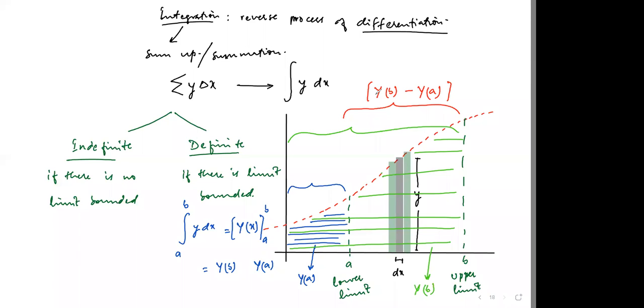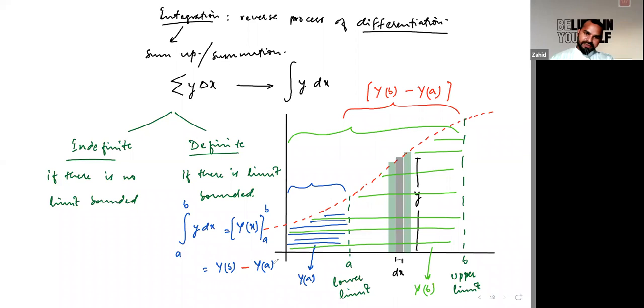Yes, sir. That's why we put a negative sign in between to get the actual value of limit from one term to another. So this type of integration in which there is limit bounded is called definite integration, and if there is no limit bounded, we call it indefinite integration. Just write it down. I'm giving you some formula for how to calculate integration.